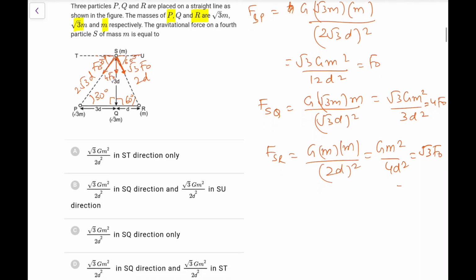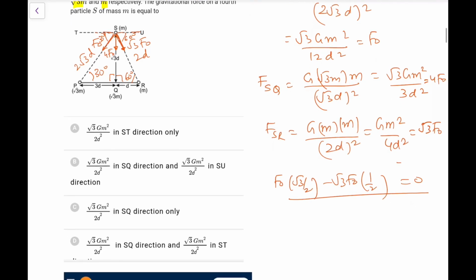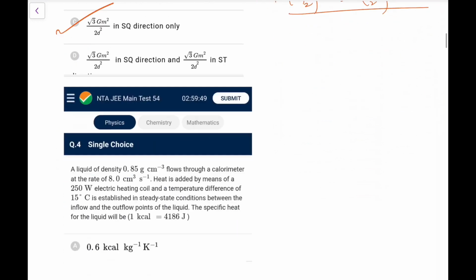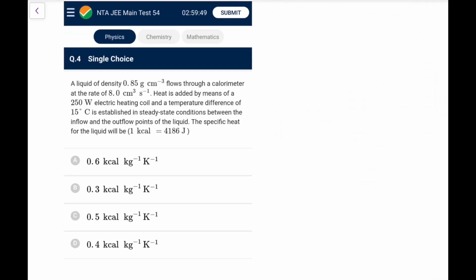If I do the components there, that component is f naught cos 30, that is f naught root 3 by 2. That component is root 3 f naught cos 60, that is root 3 f naught by 2. Both will cancel each other, so no component along the UT line, so the net force would be along the SQ line only, that is for sure. So how many options are there? Only this. If you calculate, this value will come out as root 3 G m square by 2d square. I'm directly doing it because I have checked the component along UT is 0. No point in doing it again, because we are sure we have done the calculations right.